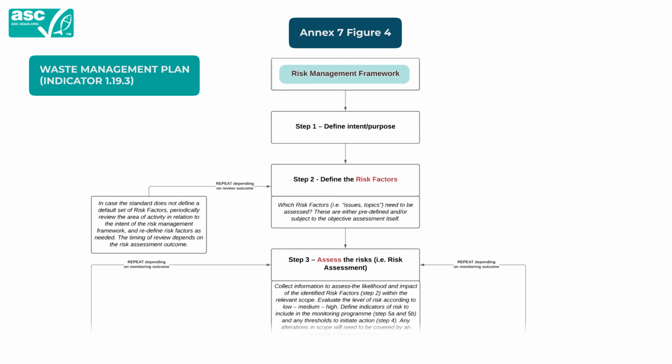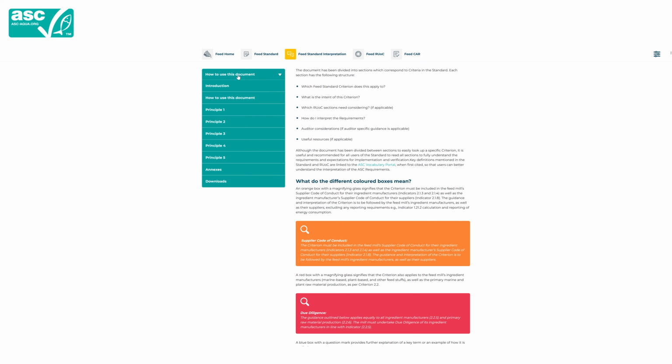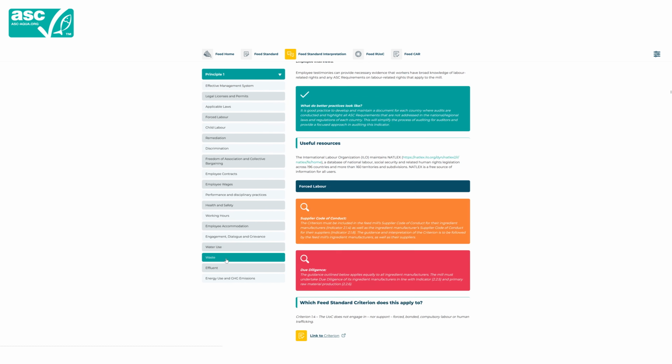If you are watching this video as part of the ASC Feed Standard online course and want to learn about the risk management framework, refer to the section about it that you will find on the learning platform. Alternatively, you can find more details and links in Annex 7 Figure 4 of the ASC Feed Standard. For additional examples and more detailed guidance, check the ASC Feed Interpretation Manual.